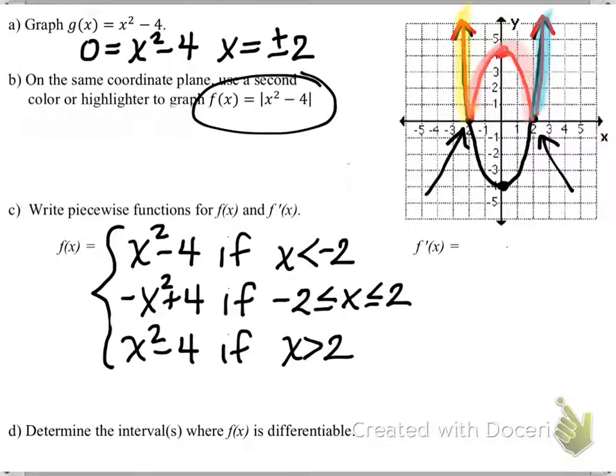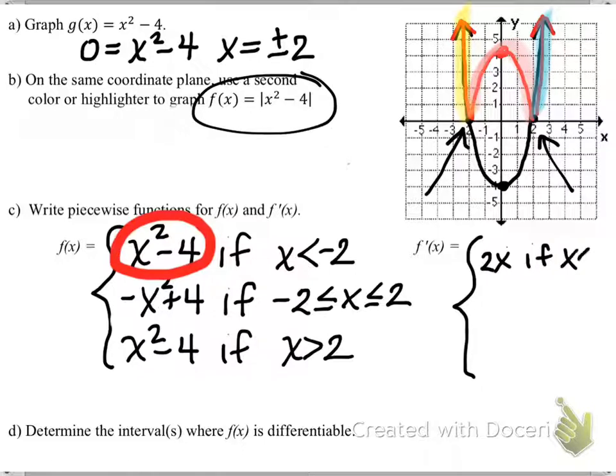Now, for the derivative, we'll go ahead and create a piecewise function for the derivative as well. And we'll use our power rule to compute the derivative of each piece. So starting with the derivative of x squared minus 4, the derivative of x squared is 2x. The derivative of negative 4, a constant, would be 0. And that's only if x is less than negative 2.